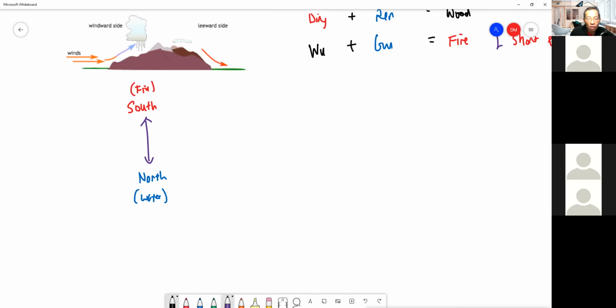Now, just to check, usually between south and north, in most feng shui literature and advice, which direction is better for the house to face? Facing south or facing north? Which is better?